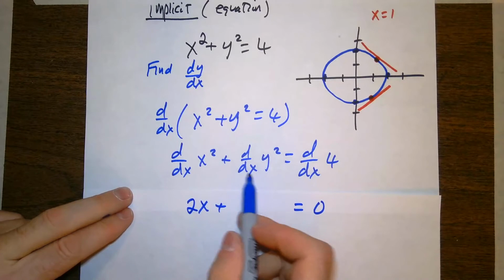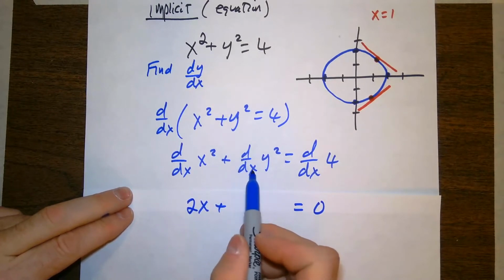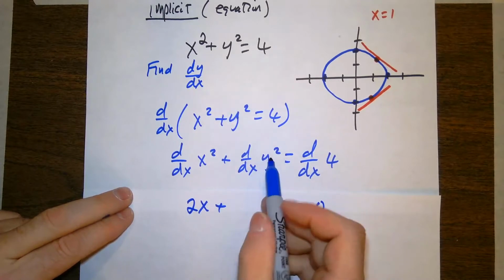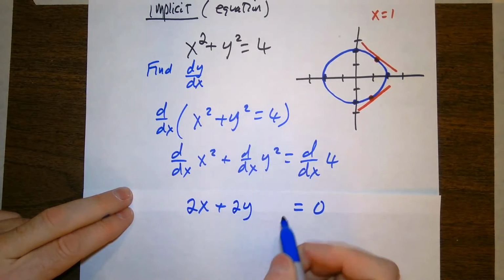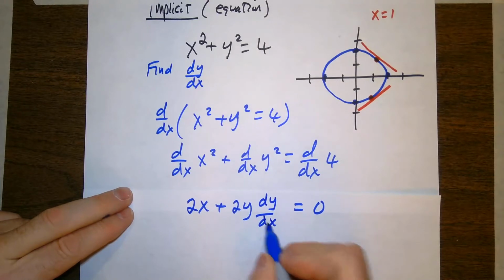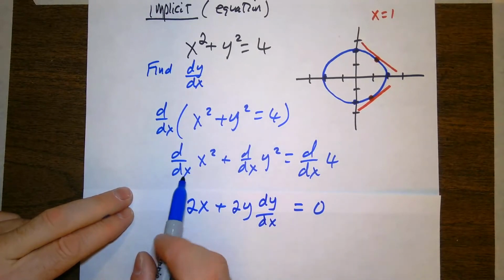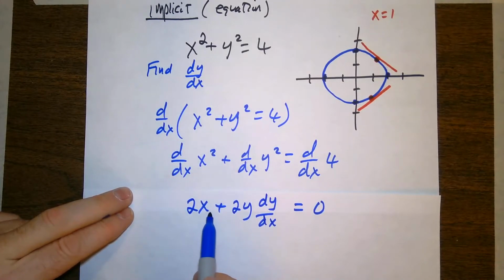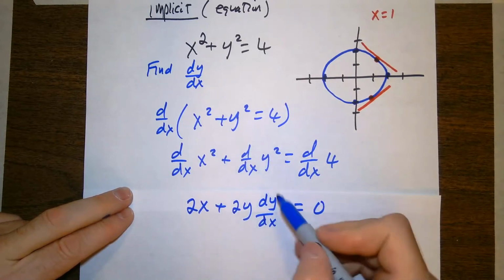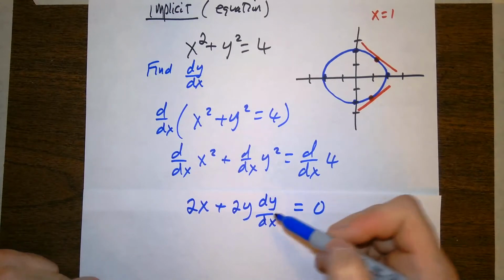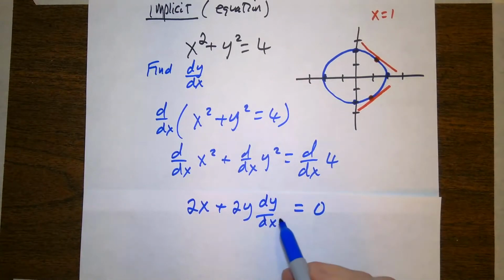So what's going on over here? I want to take the derivative with respect to x of y squared. Well, the derivative of y squared is going to be 2y, but I'm going to have dy/dx left over. Over here I did as well. I had 2x times dx/dx, which is just 1, so we don't even put it there anymore. But now I'm going to have 2y dy/dx when I take the derivative of y squared. I'm still going to have the dy/dx left over. That's going to be my derivative.